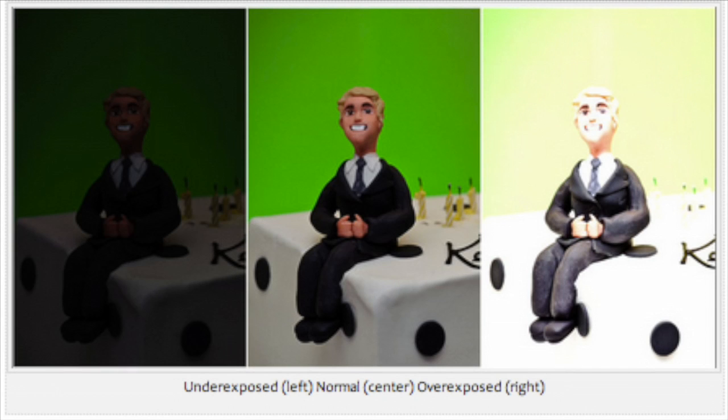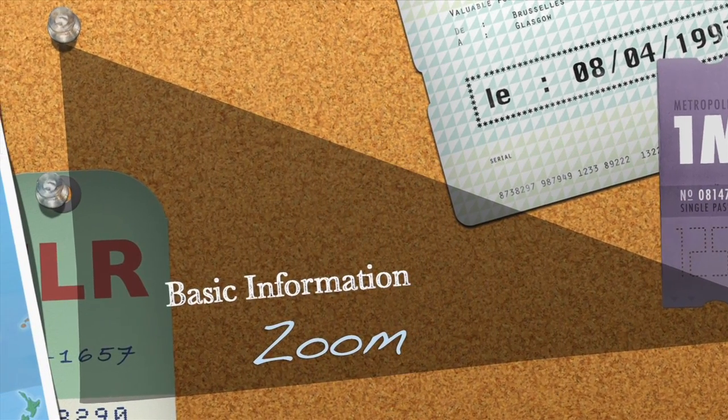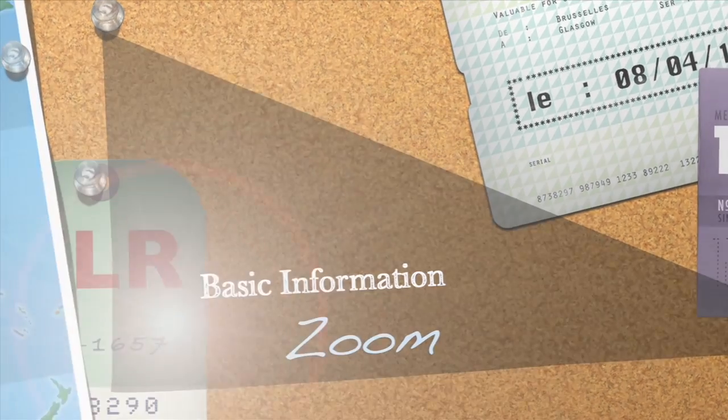In these images, notice how dark the left image is in comparison to the brightness of the right image. The dark image has been underexposed, the light image has been overexposed, and the middle image has been properly exposed at 0. Next, we will discuss the main aspects of the camera's zoom.